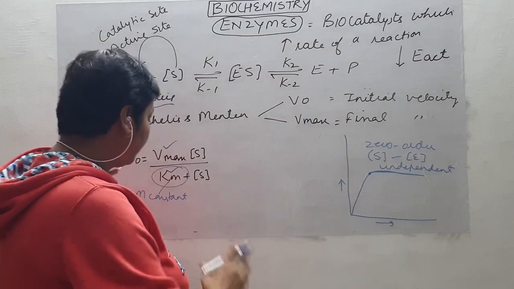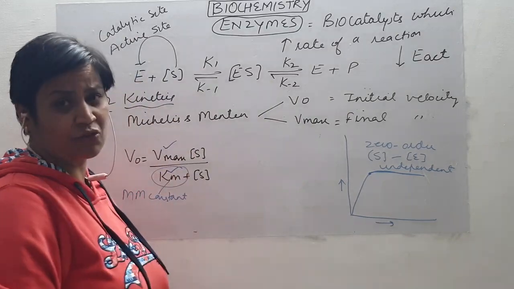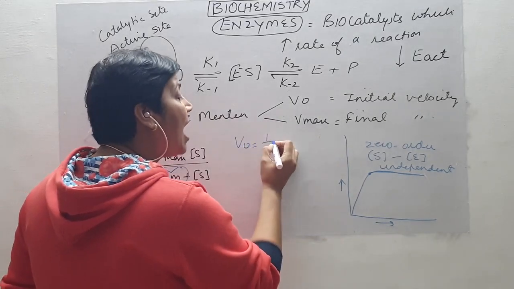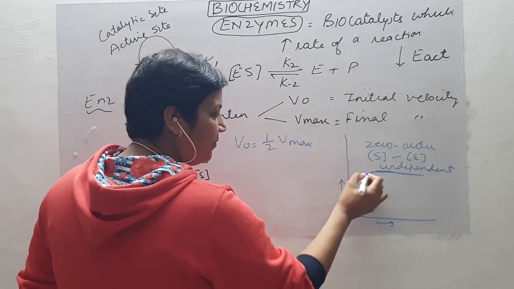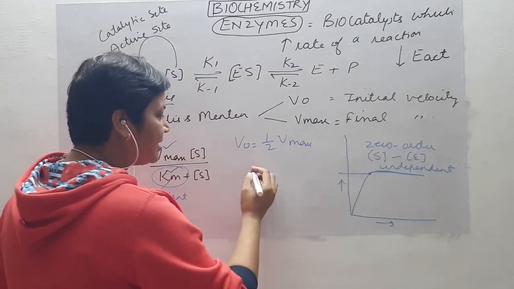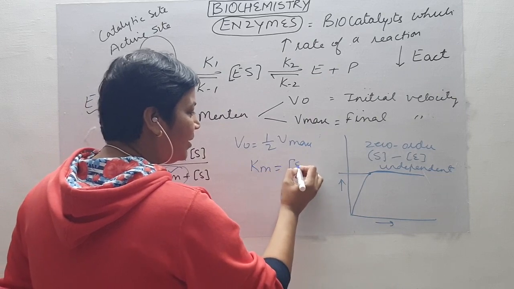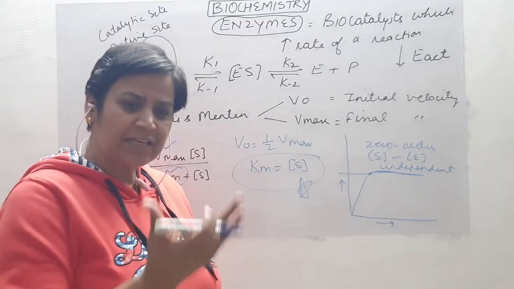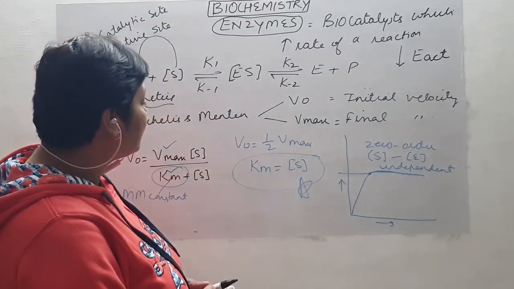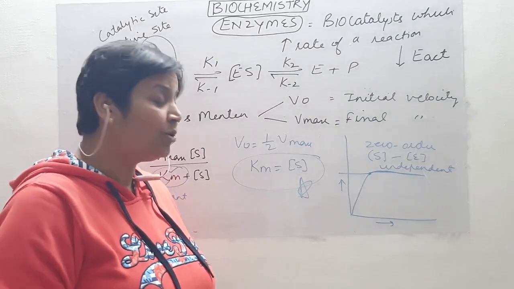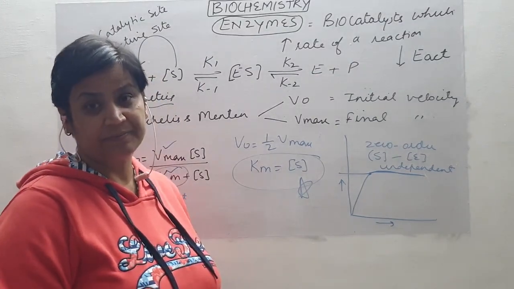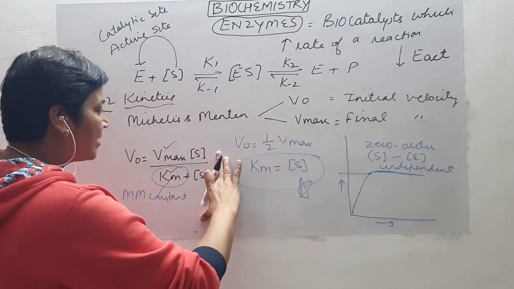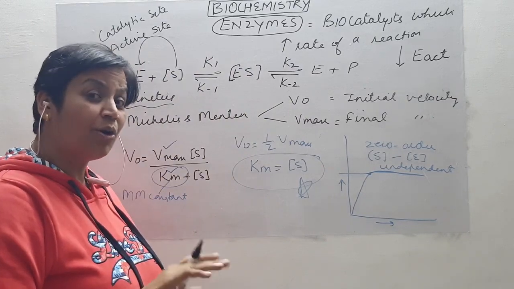Now, a very important inference we draw from this equation: when initial velocity is half the maximum velocity, this Km is equivalent to the substrate concentration. Very, very important again. Somewhere in the middle of the reaction, this substrate concentration will be equivalent to the Michaelis-Menten constant. Somewhere here.